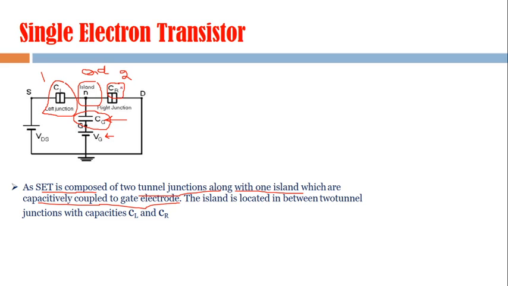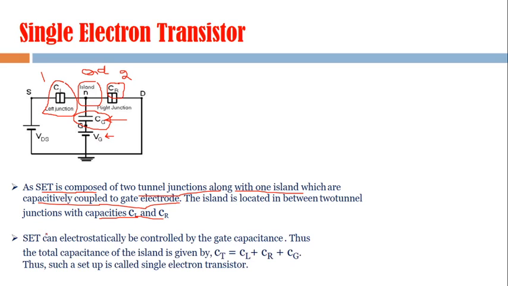is coupled to source and drain with the help of these junction capacitances, and the gate is also coupled with the help of this gate capacitance. So the island is located in between two tunnel junctions with capacitance CL and CR, which is shown here. Now this single electron transistor can be electrostatically controlled by this gate capacitance. The total capacitance of this island is the left side capacitance, right side capacitance plus gate capacitance, and thus such a setup is called a single electron transistor.